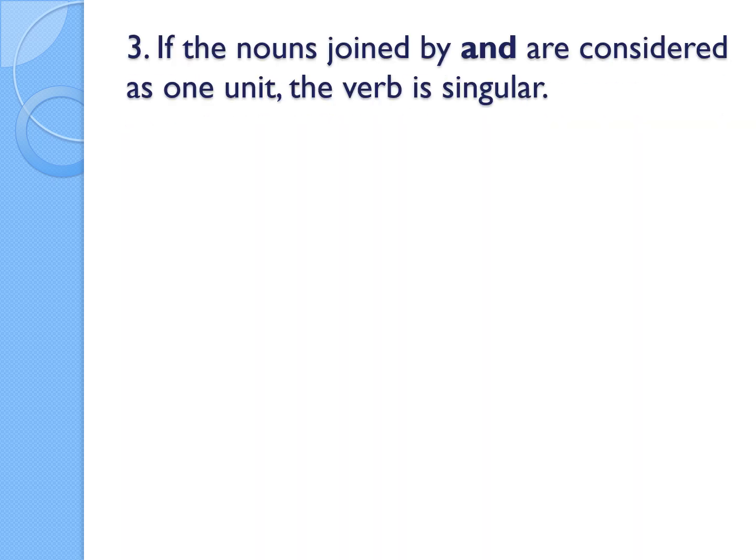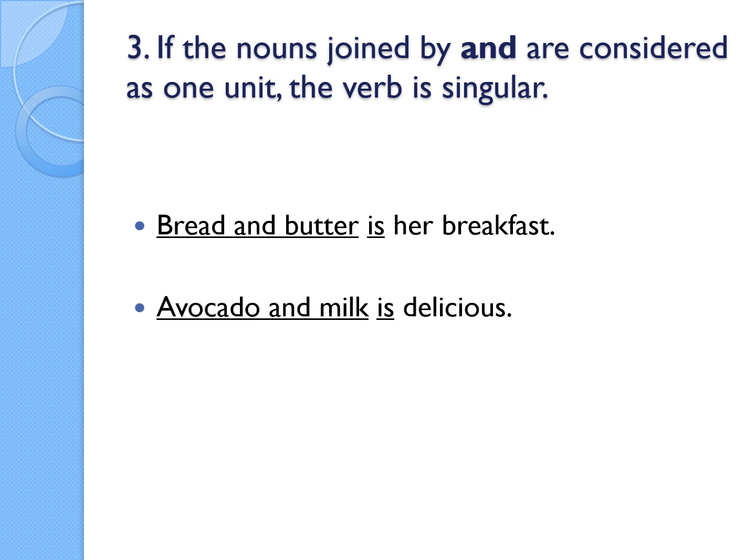Then another rule: if the nouns joined by and are considered as one unit, the verb is singular. So, for example, bread and butter is her breakfast. Bread and butter is considered as a single unit, one unit only. That's why the linking verb used is is, because they are not separate units. The verb is singular because bread and butter is considered as one unit only. Avocado and milk is delicious. Avocado and milk is considered as one unit, so we use the linking verb is, a singular verb.